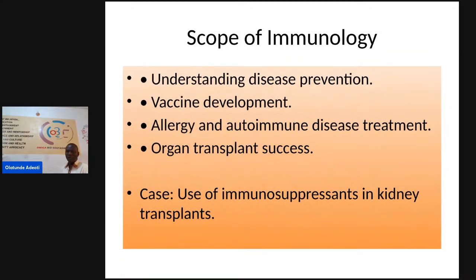So then the scope of immunology. Number one, our ability to understand how disease can be prevented. Then another thing is vaccine development. And don't forget that nowadays we use a lot of things to understand vaccine development. We use bioinformatics tools to design these and so on. So using bioinformatics to design vaccines is another way of practicing immunology.